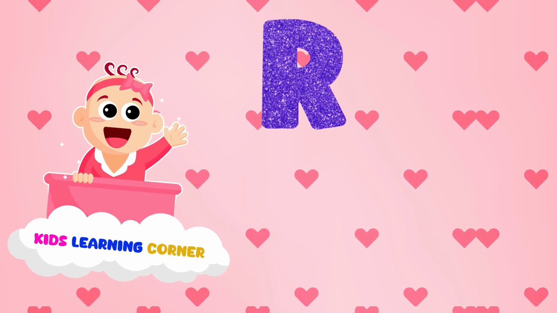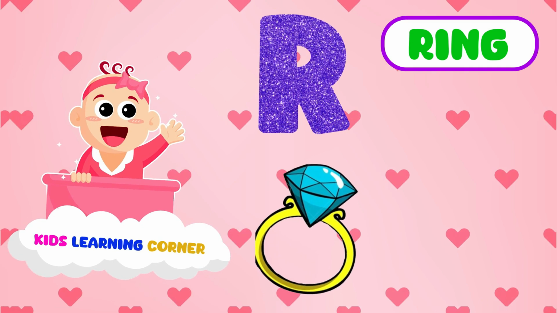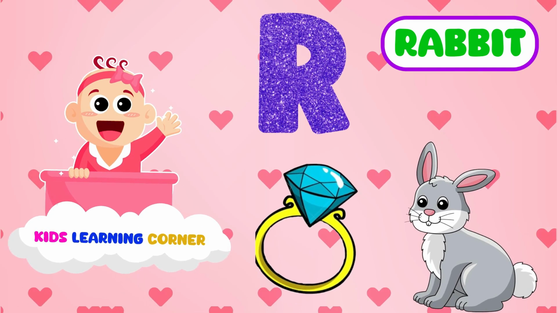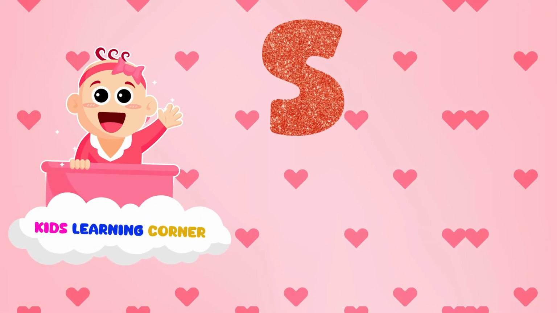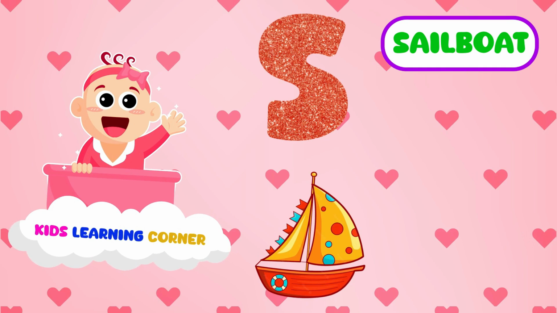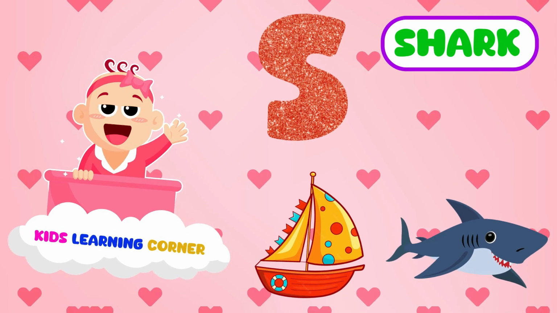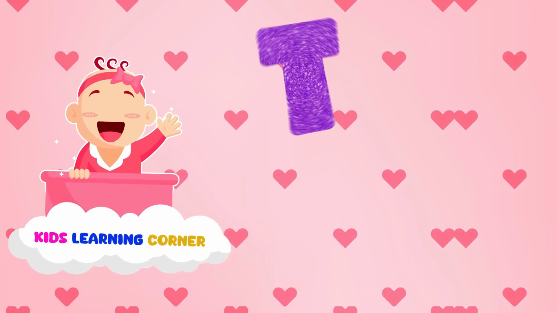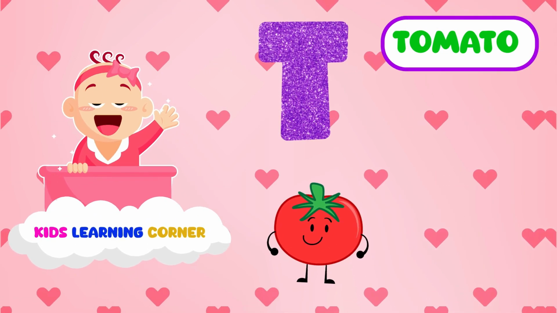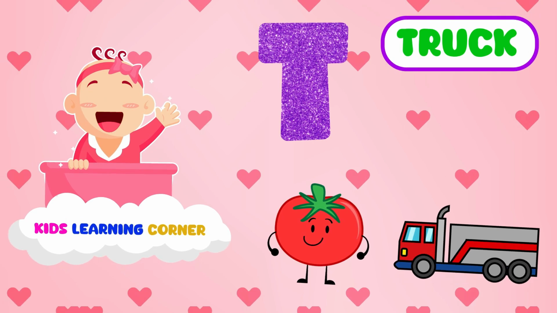Alphabet R. R for ring. R for rabbit. Alphabet S. S for sailboat. S for shark. Alphabet T. T for tomato. T for truck.